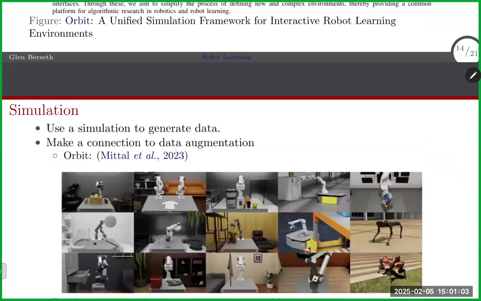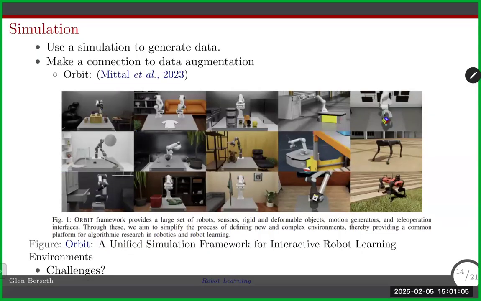Okay, great. So we said lots of good things about the simulator. For those of you who have tried to collect data in a simulator before, what are some of the challenges of collecting data in a simulator? I know there's definitely a few.